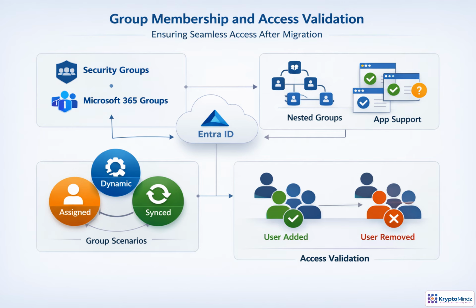Group membership is where many migration issues become visible. A group may sync into Entra ID correctly, but that alone does not prove licensing, application assignment, or authorization will work. Validate each path end-to-end: security groups, Microsoft 365 groups, dynamic groups, assigned groups, and synced groups. Pay close attention to nested groups, because target applications do not always evaluate nested membership the same way. Then test real access changes. Add a user to a key group, remove a user, and confirm the result matches the intended policy.